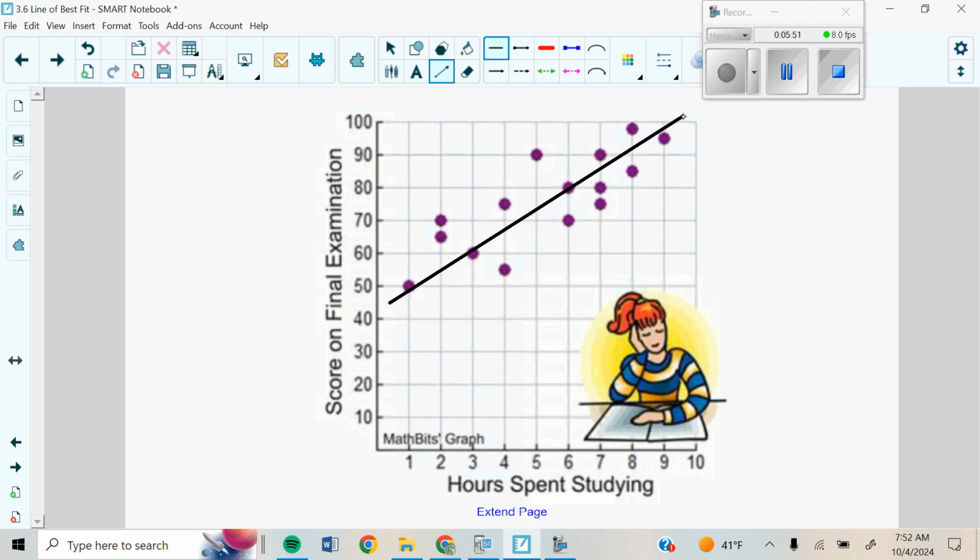Something kind of through there. Now notice, sometimes my line goes through some of my data points. Sometimes it doesn't, and that's okay.